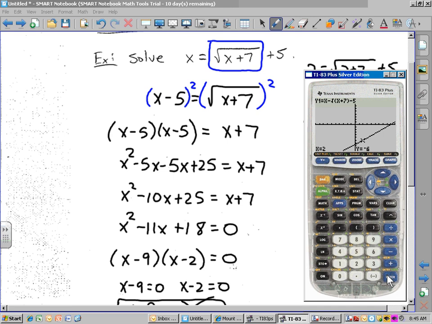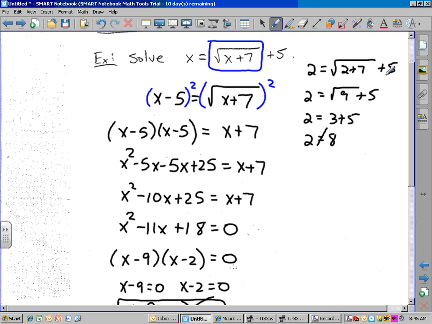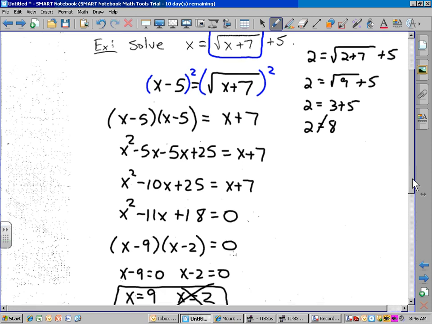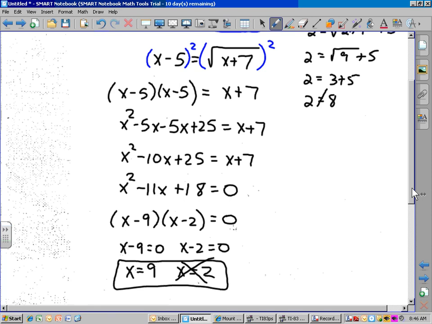So we can do it either graphically or by plugging back in. I actually think plugging back in is probably quicker and easier, but some people like to use the graphing calculator. Okay, so that's it. 9 is the solution to this example. Let's take a look at another example.